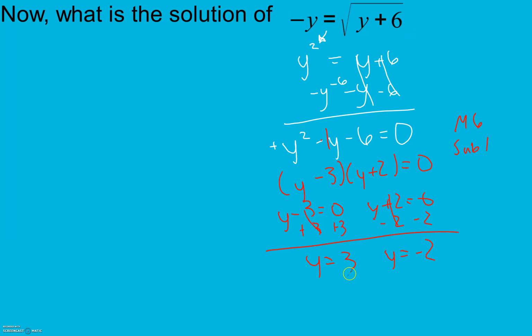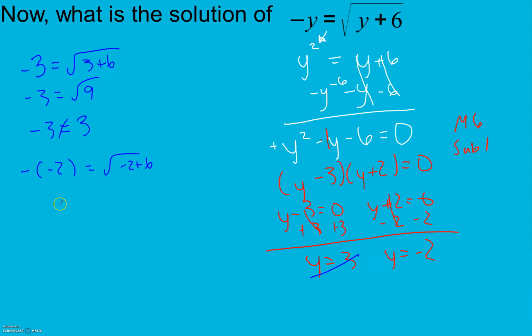Now, when we plug them back into check, we plug them into the original equation. So minus, and then my value for y is 3. And I get negative 3 equals 3, which is not true. I try 2 minus negative 2. And I get 2 equals 2. That one works.